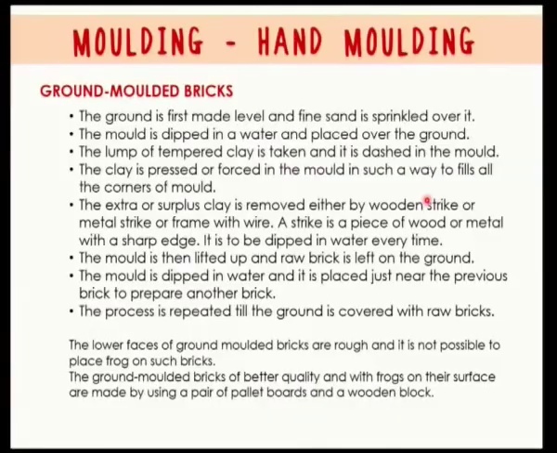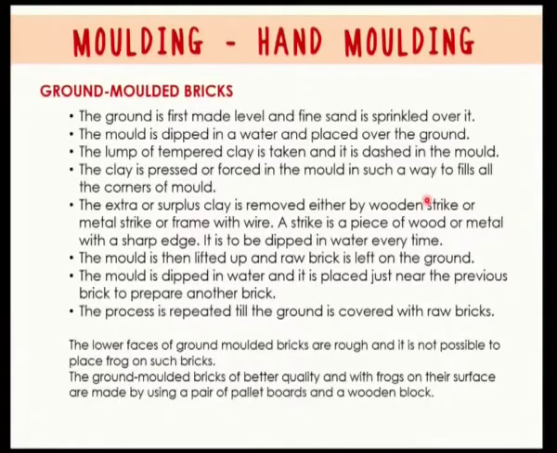After this is done, the mold is lifted up and the raw brick is left on the ground. The mold is again dipped in water and is placed just near the previous brick, and then the next brick is molded. Usually this process is continued till the whole ground is covered with bricks, or till the required number of bricks is achieved. Between each brick molding, the mold is supposed to be dipped in water, but in practice it is not done like that. The mold is dipped in water only after every 5 or 6 moldings.